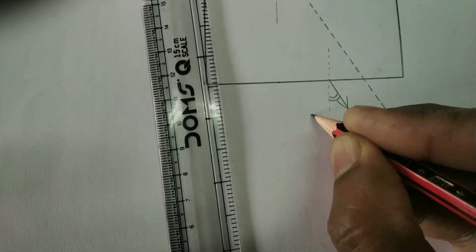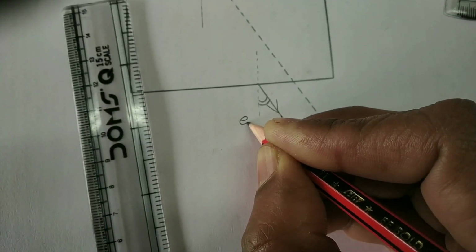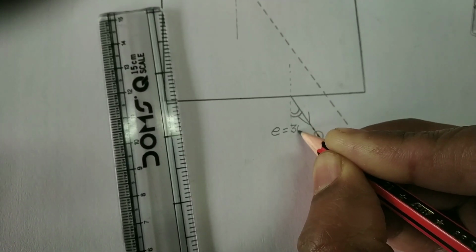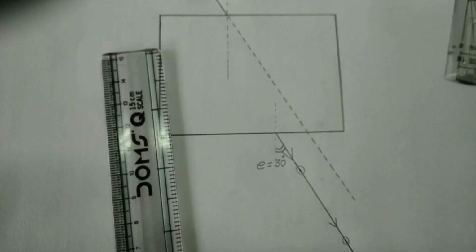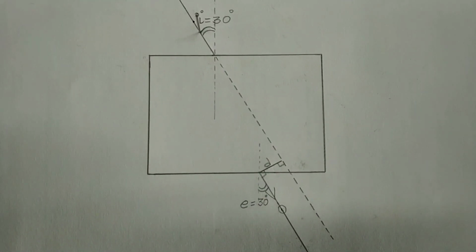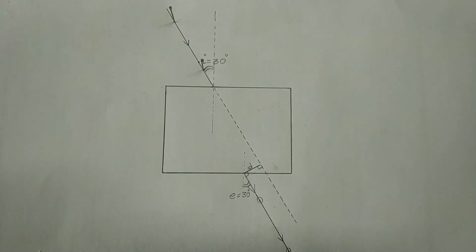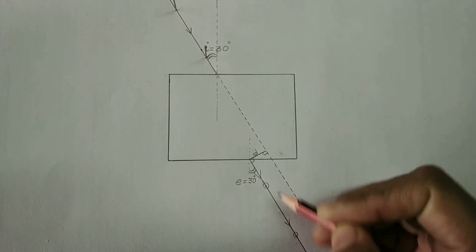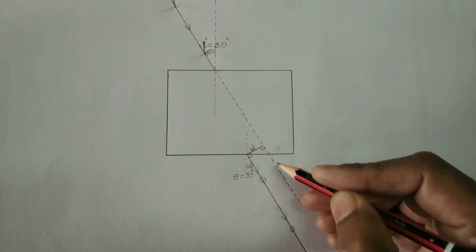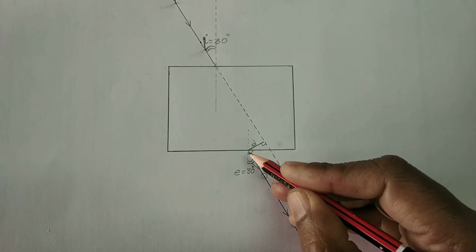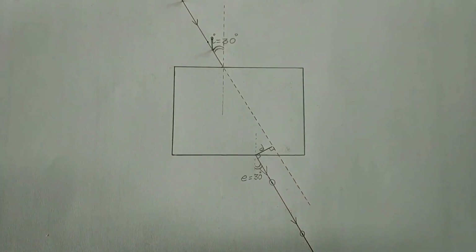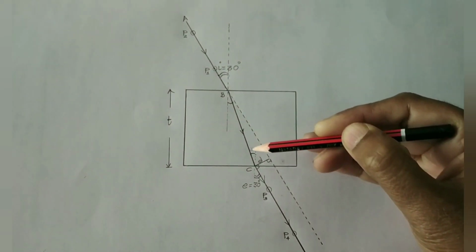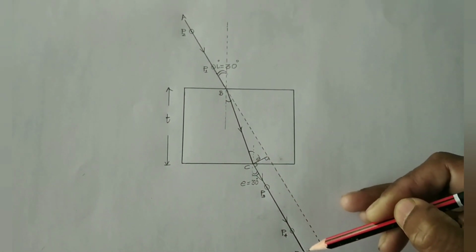So the angle of emergence, which is denoted by small letter e, comes out to be 30 degree, which is exactly same as that of the angle of incidence. And here, students, d, small letter d, which is the perpendicular distance between the emergent ray and the incident ray when produced, represents the lateral shift. This represents the incident ray, this one is the refracted ray, and this is the emergent ray.